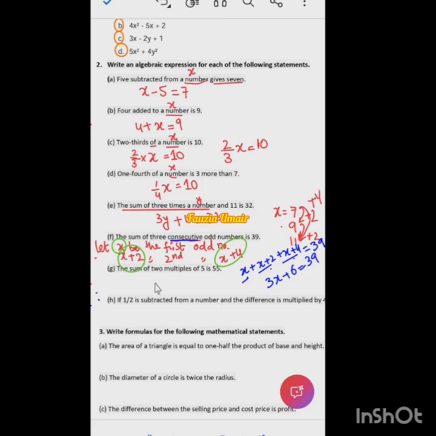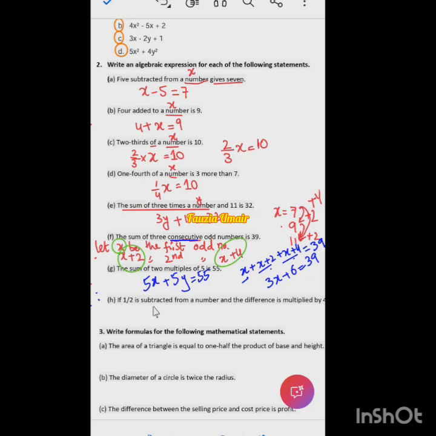15x. Why 15x? So it should be 5x plus 5y, maybe five, is equal to 55. It's such a silly one, you know. But this would probably be the answer. X and y are the two numbers which need to be made multiples of 5. So such a simple, silly one.